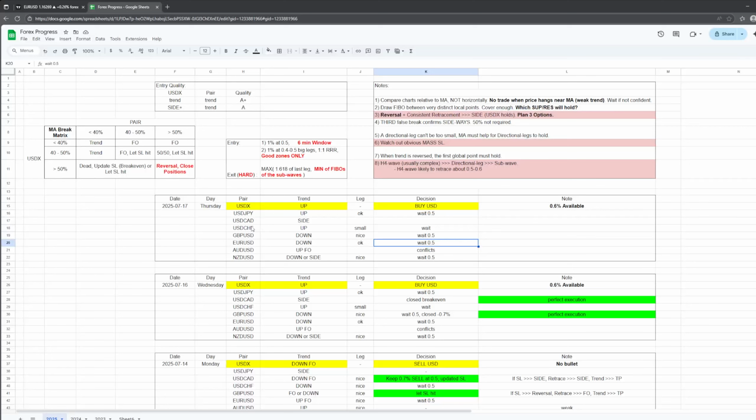Let's write it down. Euro USD trend is down, leg size is okay. Our decision is to wait at least 50% on here. So far pound USD looks best. Let's write it down.